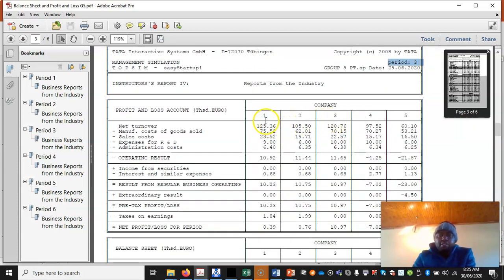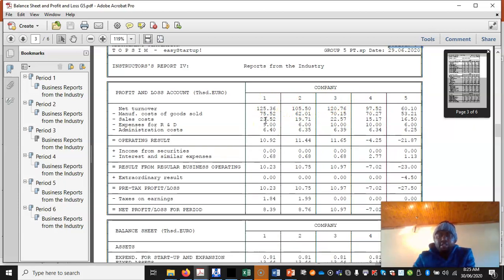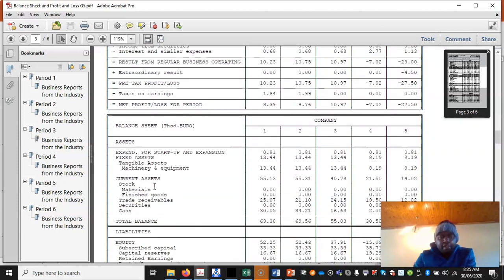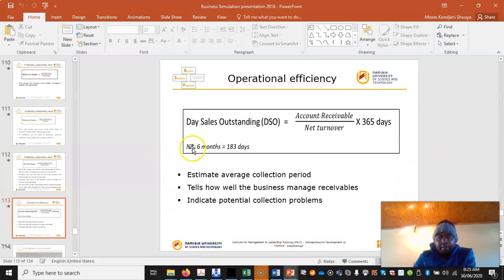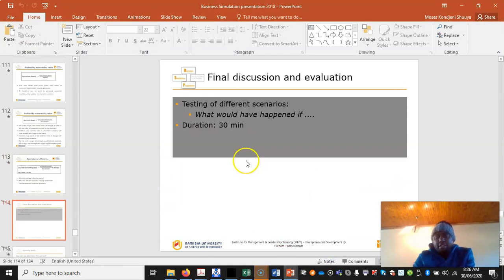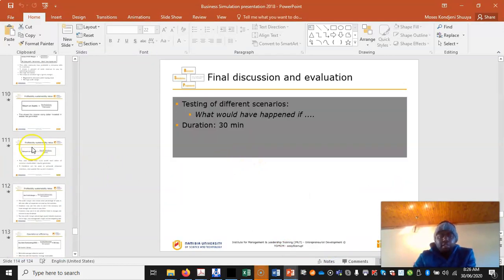And as you can see, this is a summary of all the company's financial statements. This is for company 1, 2, 3, up to company 5. The terms are exactly the same as the ones on the ratios, except maybe this term here in the report says trade receivable, but in the ratios it says accounts receivable. It's the same term, so don't get confused.